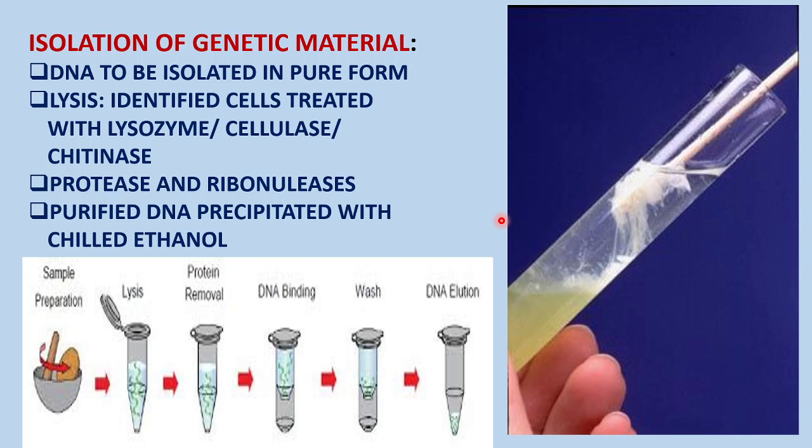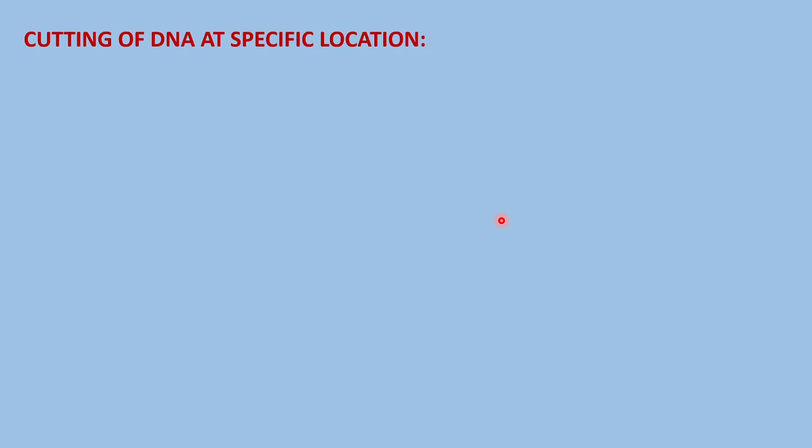Now let us move to the second step. After this, we have the complete DNA of the cell. But we don't want the complete DNA. We want only a small part of the DNA containing our desirable gene, that part which will give us our desired characteristic. So what shall we have to do? We will have to cut the DNA at a specific location. Specific location here means the specific gene that we want.